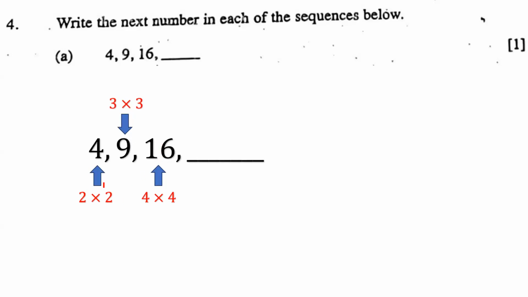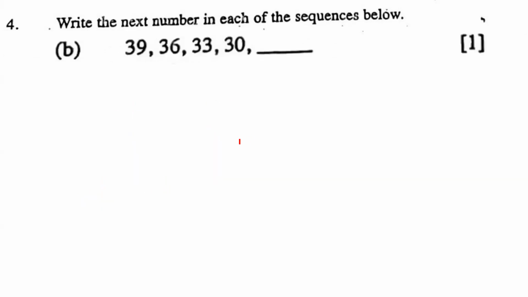So what is the pattern? 2 squared is 4. 3 squared is 9. 4 squared is 16. And so we have to do 5 times 5. Because we have 2 times 2, 3 times 3, 4 times 4. So the next one in the pattern is going to be 5 times 5. And 5 times 5 is definitely 25. And so the answer for this sequence problem is 25. Let's move on to 4b.